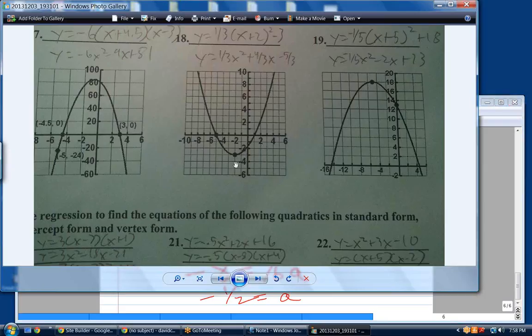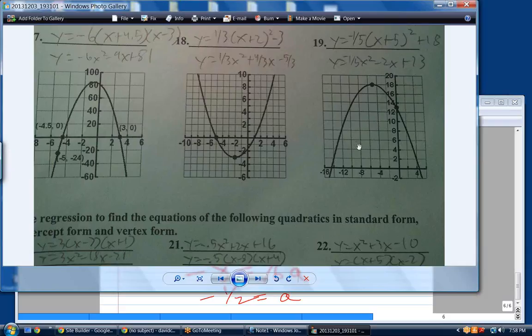This one, we're going to use what format? Vertex. And this point, which is easy to figure out. Vertex as well. Let me know if you want to go through each of these.